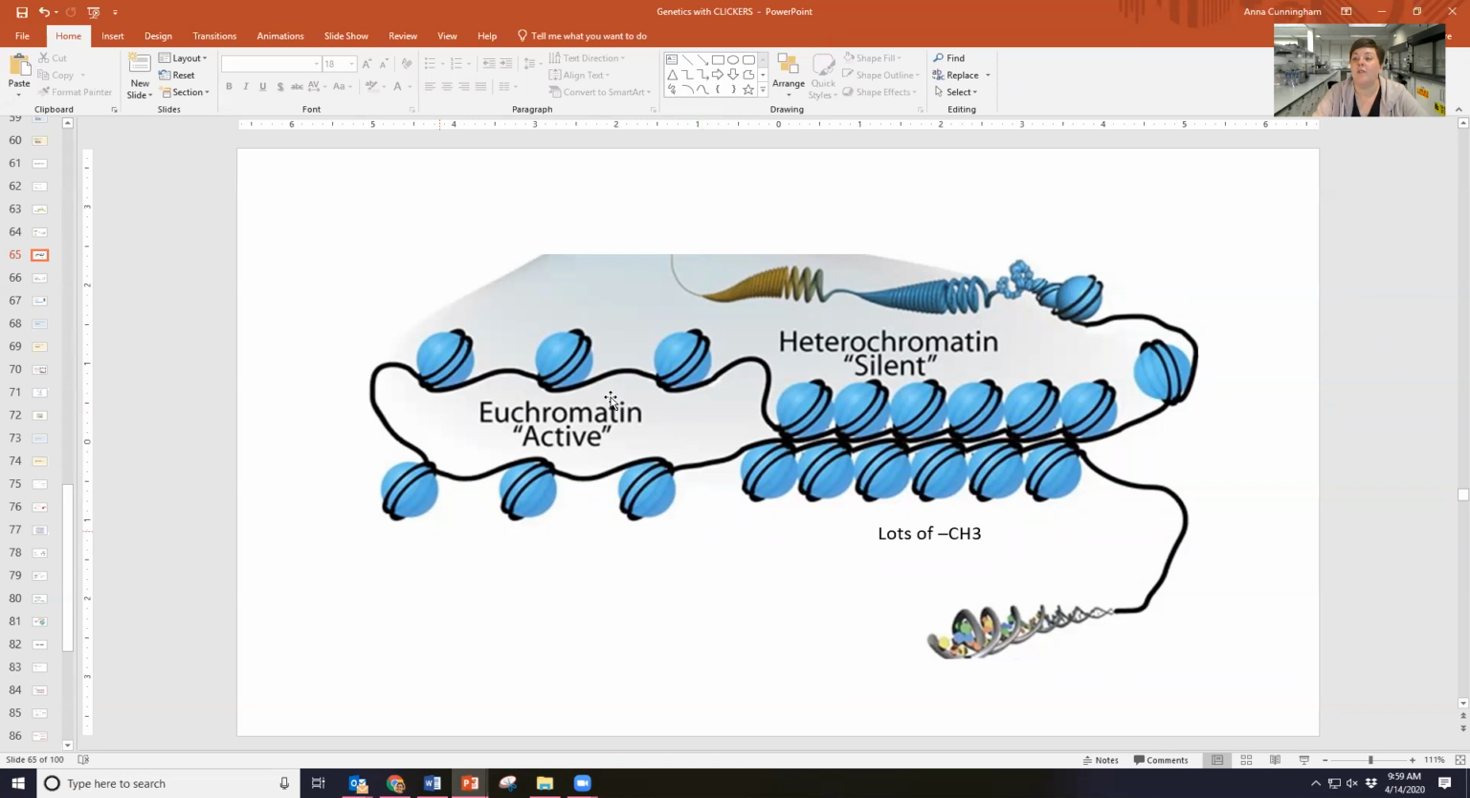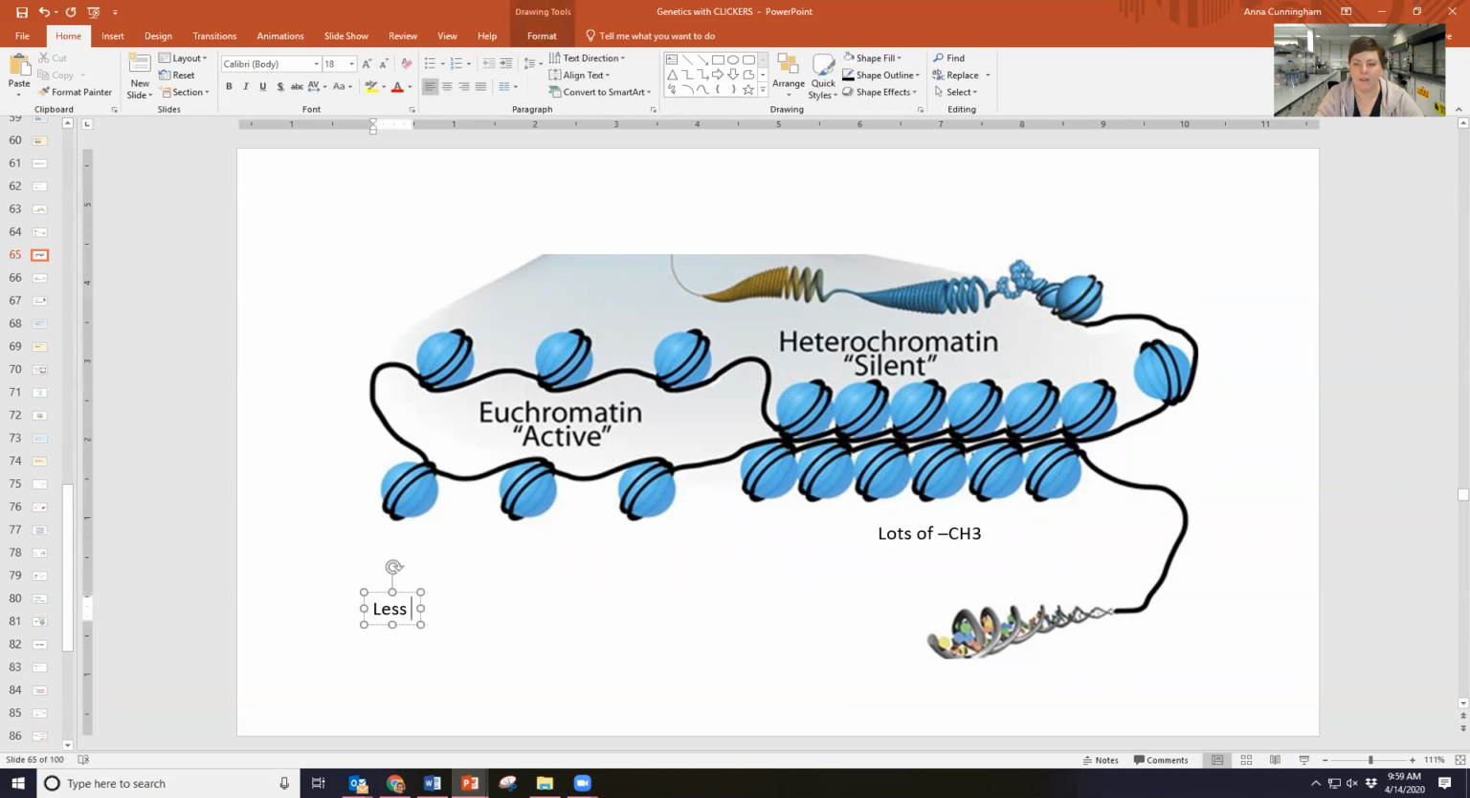If we have transcriptionally active DNA, this is what we call euchromatin, and that's what we mean by active. And if we have euchromatin, we would have fewer methyl groups and more of those acetyl groups.